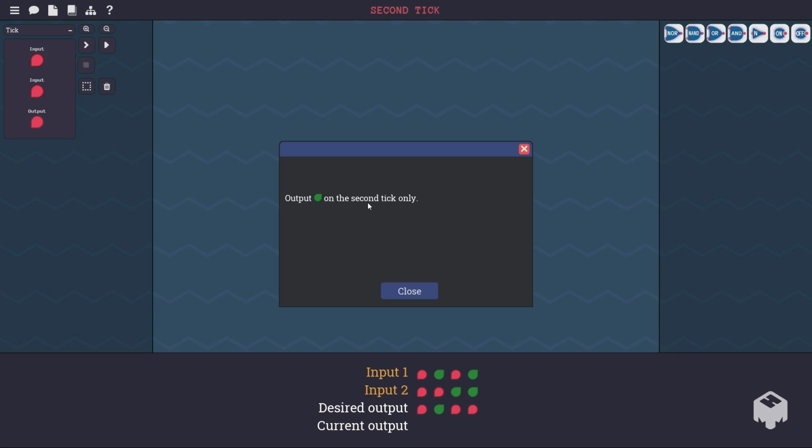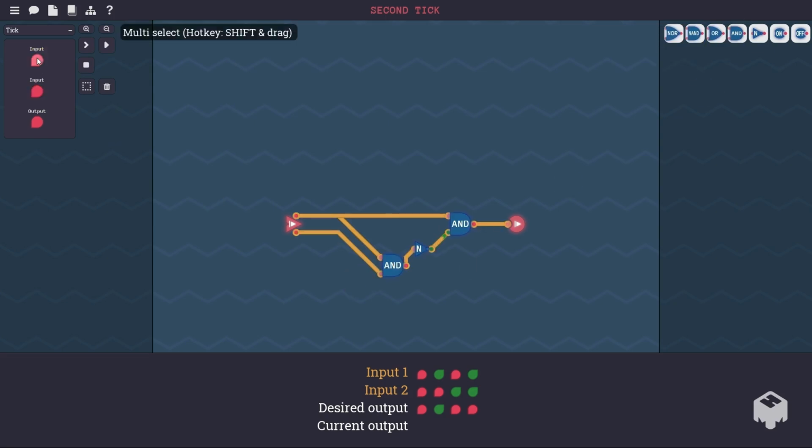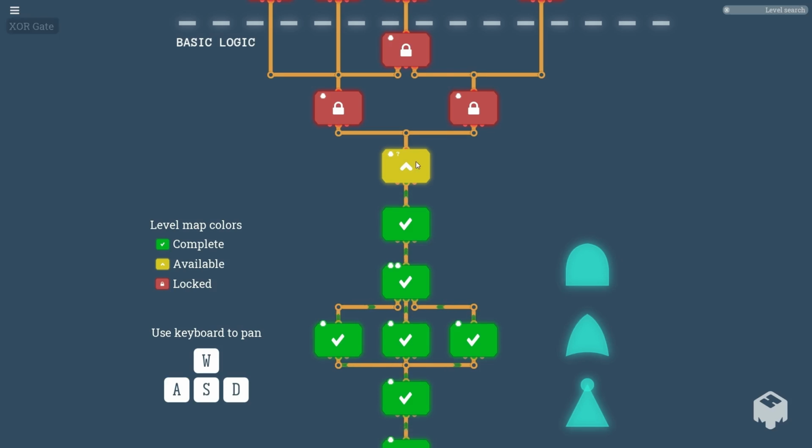Output on the second tick only. So, we need to output it when the first input is 1 only. That should be correct. Let's have a look. So, if the first input is 1, it equals 1. If the second input is 1, it equals 0. And if they're both on, it also equals 0. The next one is the XOR gate.